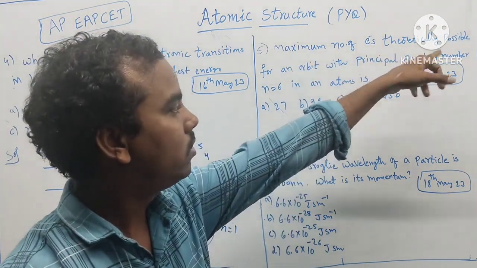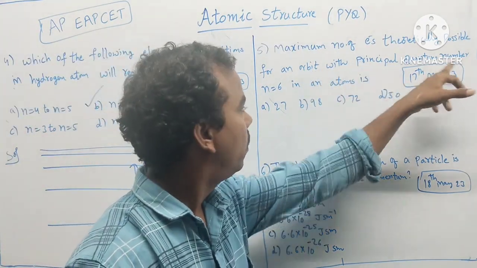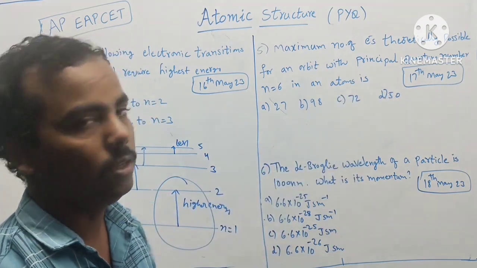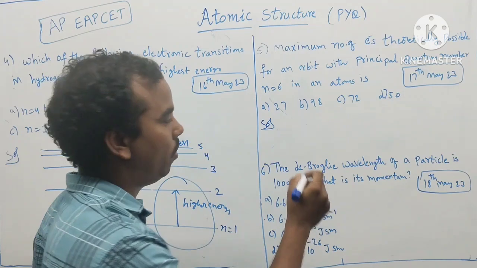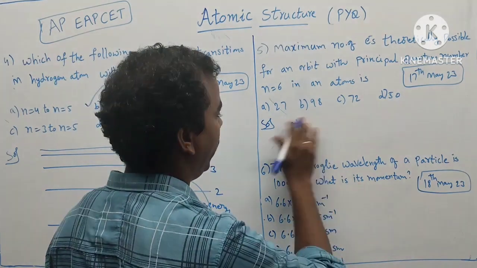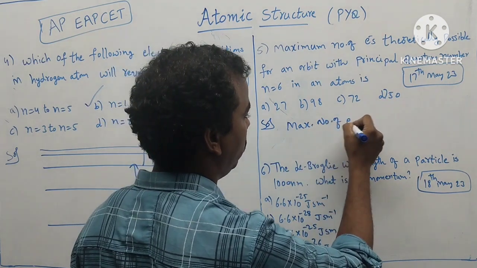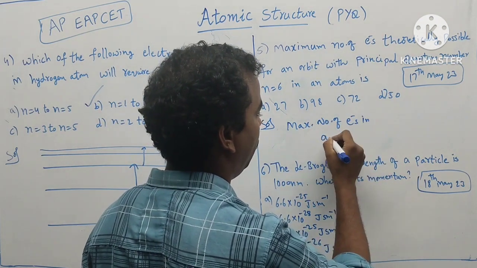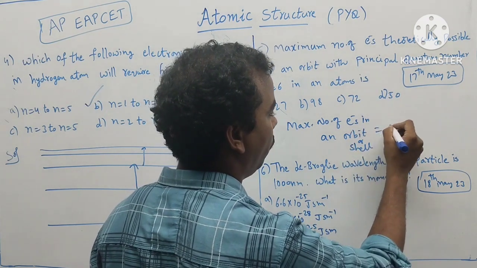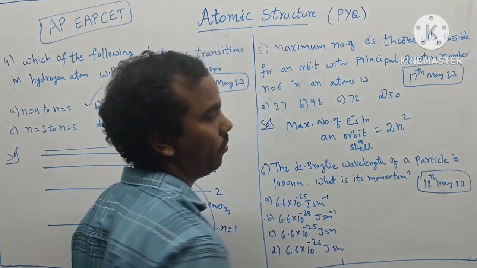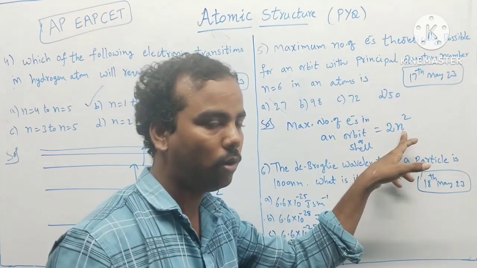Next, the maximum number of electrons theoretically possible for an orbital shell with the principal quantum number n equal to 6 in an atom is. So for the maximum number of electrons, we already have one formula. The maximum number of electrons in an orbit or shell is equal to the formula 2n square. Here n indicates orbit number or shell number or principal quantum number.